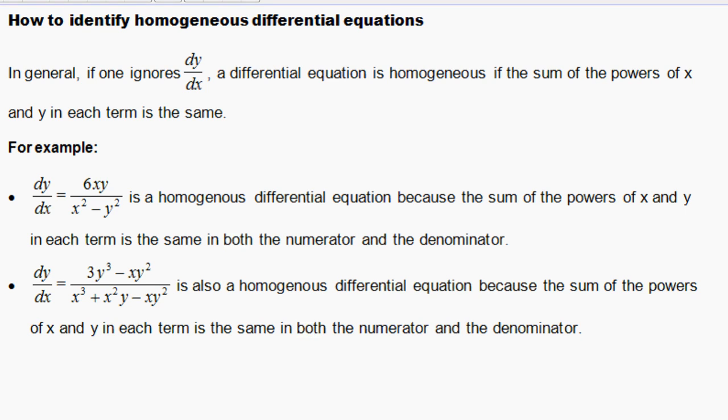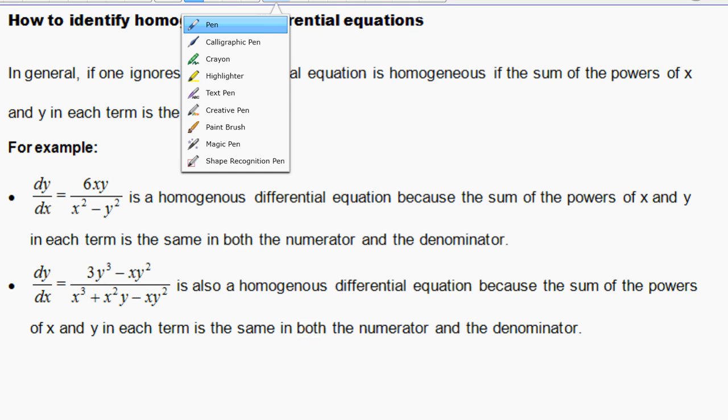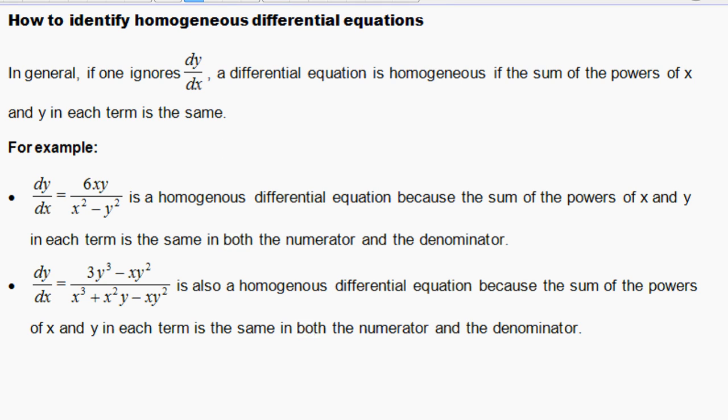If one ignores dy over dx, you can easily identify a homogeneous differential equation. A differential equation is homogeneous if the sum of the powers of x and y in each term is the same. I've already explained that in the previous example. Now, for example, here, the sum of the powers of x and y is 2.